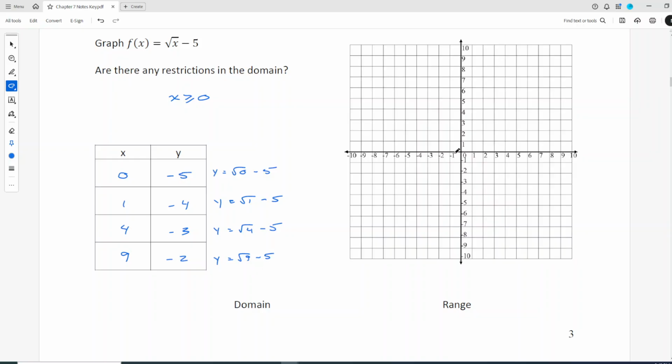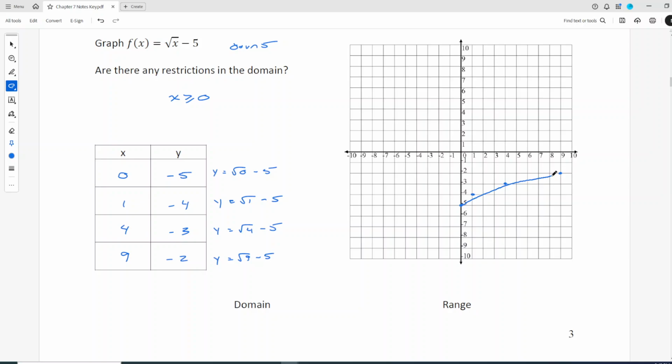Plot your points. You have a point at 0, negative 5. Ooh, this graph went down 5. We have a point at 1, negative 4. We have a point at 4, negative 3. And lastly, we have a point at 9, negative 2. Right? The pattern is from that starting point over 1 up 1, over 4 up 2, over 9 up 3.